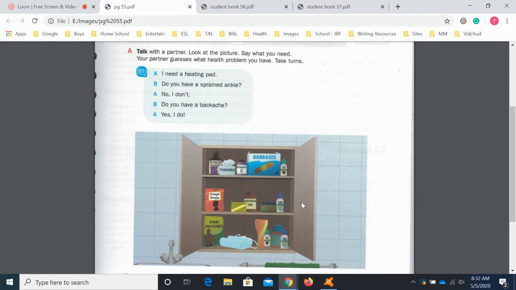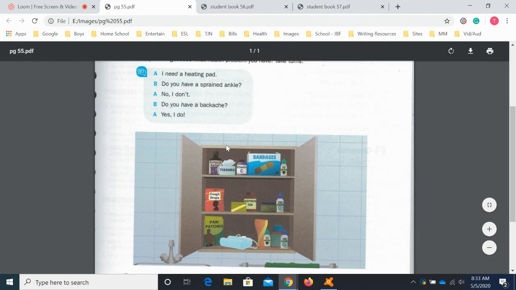And what are some things that we see in the medicine cabinet? We see antacid relief right here. This is good for stomach ache. Tissues, good for cold. Vitamin C helps prevent a cold. We have bandages for a cut. Eye drops for the eyes. Cough drops for a cough. Aspirin for a headache. Ear drops for the ear. Pain patches for your back. This looks like a heating pad right here. And more eye drops and more ear drops, right?